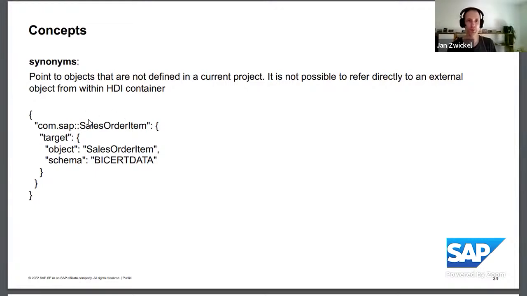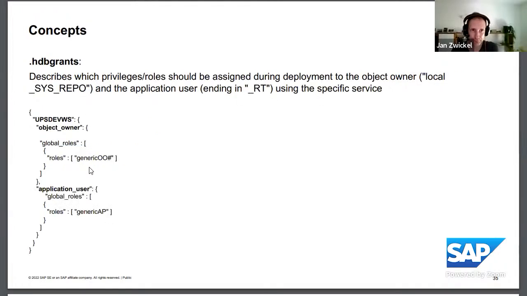Synonyms are just descriptions of a name of the synonym and then which object they point to. At least this is the simplest definition. There can be more complex or additional options here, which make it more flexible to change the schema or object name. HDB grants are files where you define the privilege assignment.